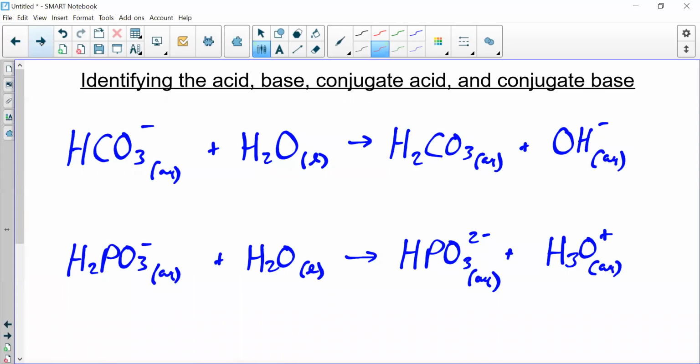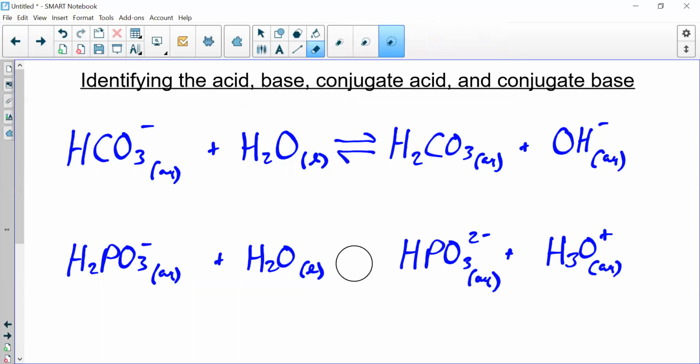Let's go through an example. So these should look similar to the ones in Mr. Luce's video. On the left side, actually I should make these arrows double because they can go backwards. Actually, the more correct way to do it is like this, where you go with half the arrow there and the other half there. So in my top example, we have HCO3 with a minus charge plus water leads to H2CO3 plus OH minus. So on the left side, we're going to identify the acid and the base. And on the right side, we're going to identify the conjugate acid and the conjugate base.